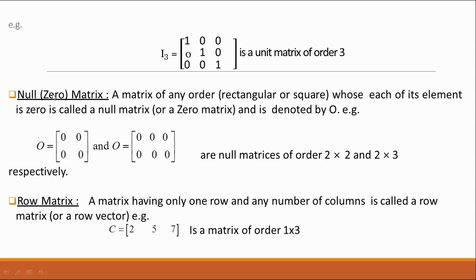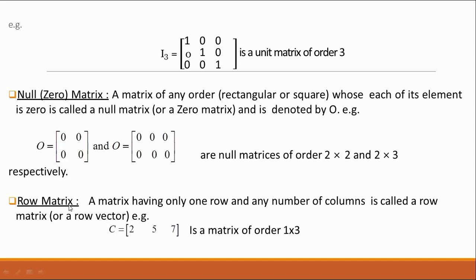Now what is a null matrix? A matrix of any order, rectangular or square, in both cases, whose every element is zero is called a null matrix. For example, in this matrix all elements are zero, so this is a null matrix. Here in this matrix all elements are also zero, so this is a null matrix. This is a square matrix, this is a rectangular matrix. This square matrix is called a null matrix because all its elements are zero, and this rectangular matrix is also called a null matrix because all its elements are zero.